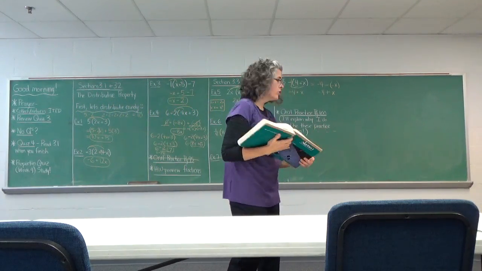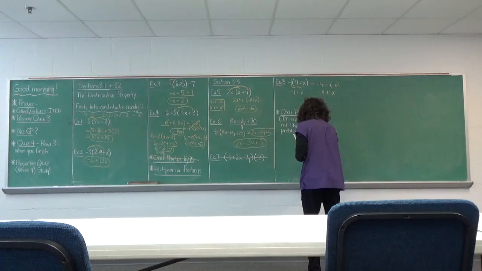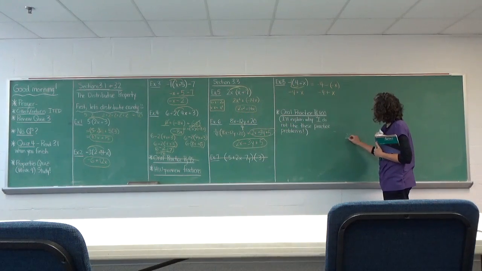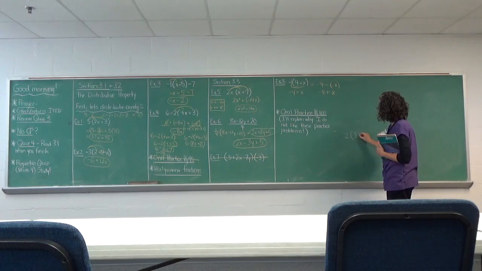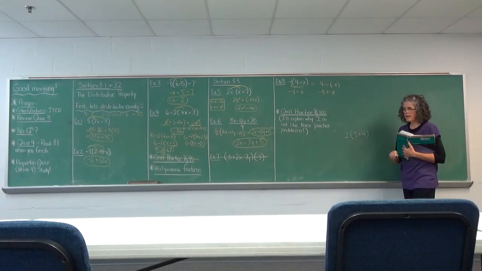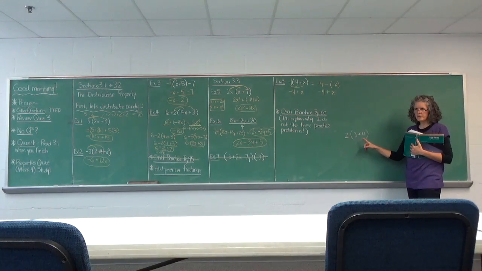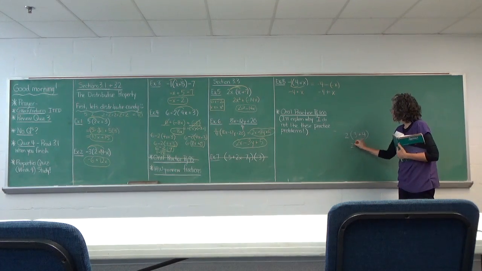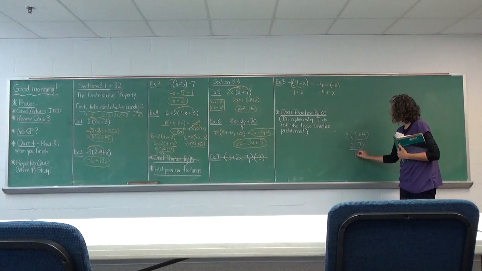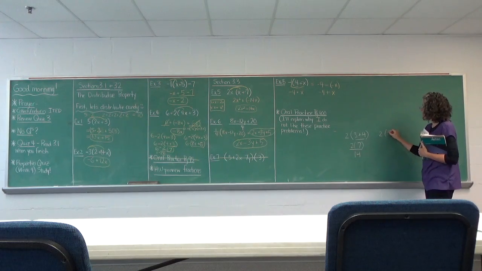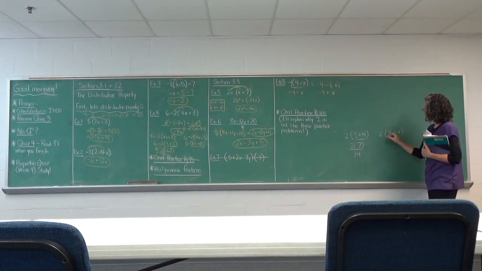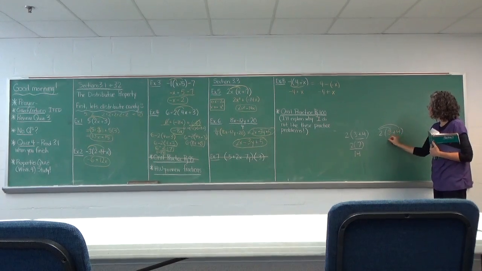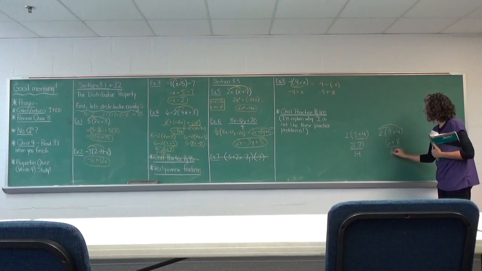It will work. So I do want to show it to you. If I did 2 times 3 plus 4, let's do order of operations. What is 3 plus 4? 7. What's 2 times 7? 14. Okay, let's do it with the distributive property. I'm going to distribute: 2 times 3 is 6, plus 2 times 4, which is 8. And I just get 14.